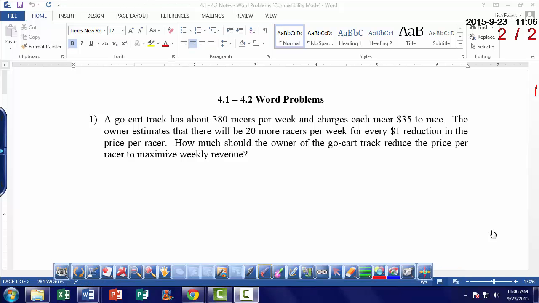Hello, today we're doing word problems that go along with our quadratic functions. We are going to need to find the vertex in order to solve these problems. So we want to make a quadratic equation and we want to go ahead and find the vertex. Okay, so let's get started.